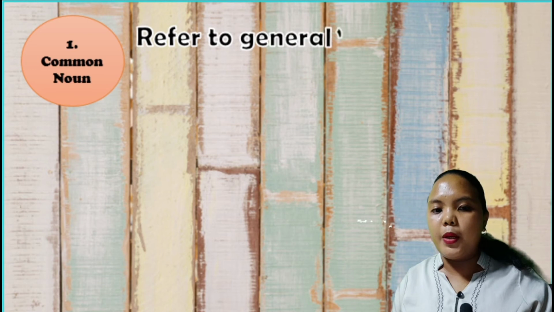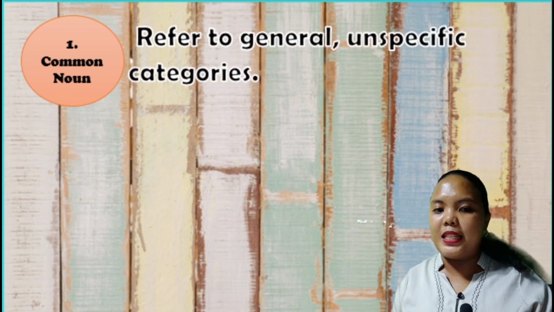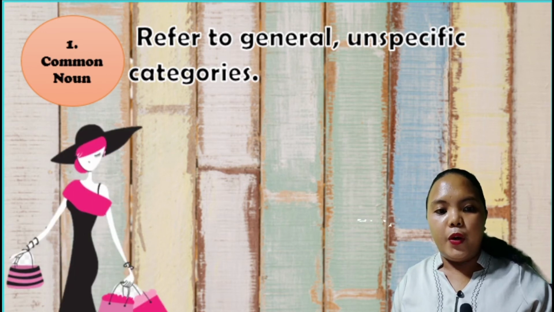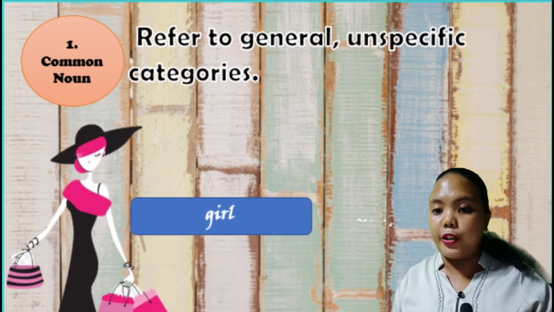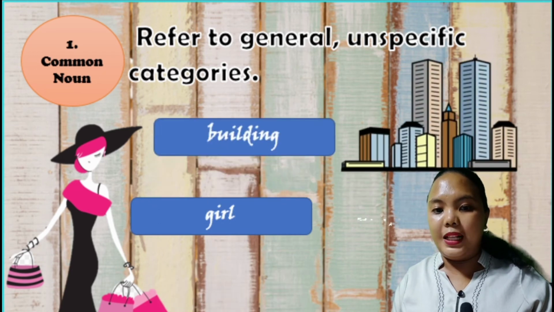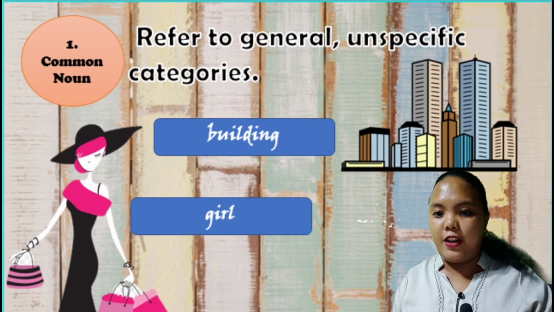Let us start by defining what is a common noun. A common noun refers to a general, unspecific category. Since this is general, it only starts with a small letter. For example, the word girl and the word building. These are general and unspecific categories.